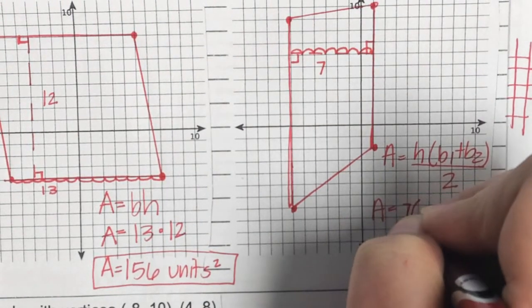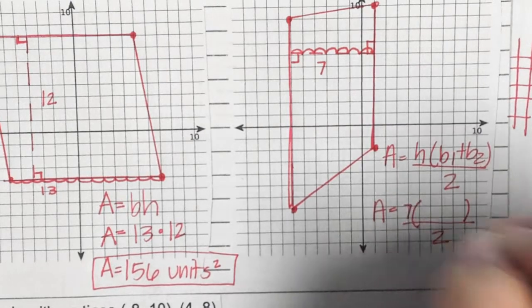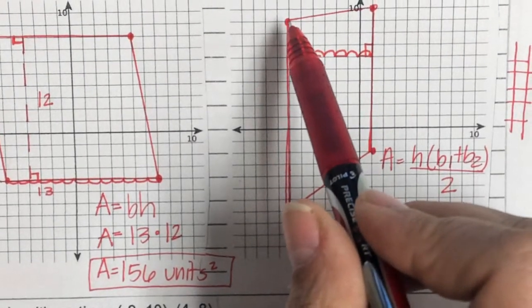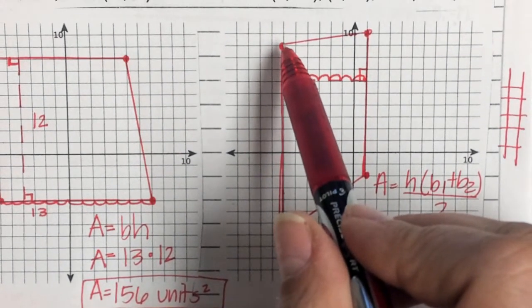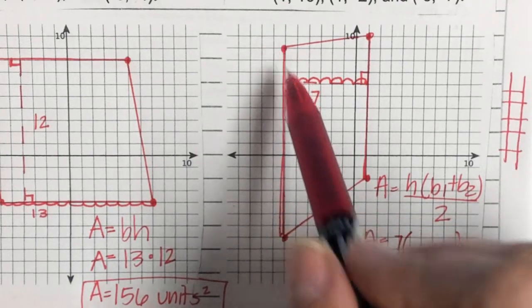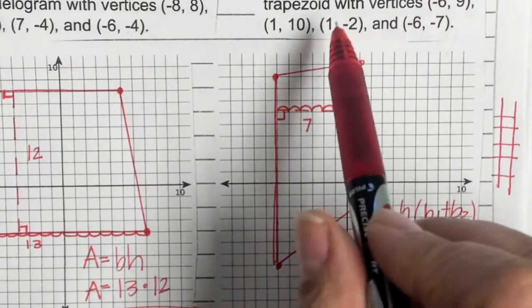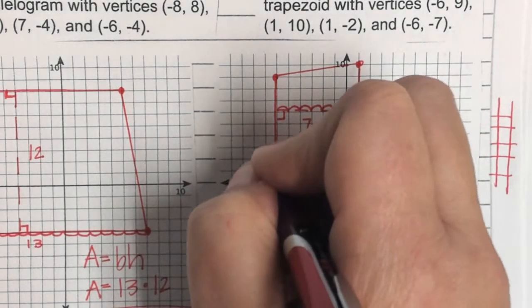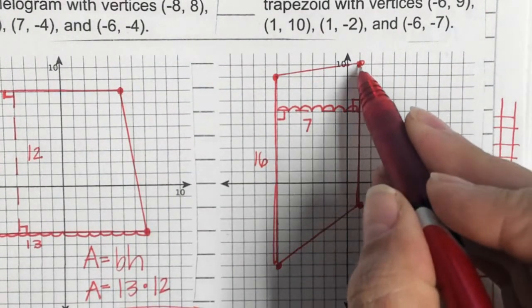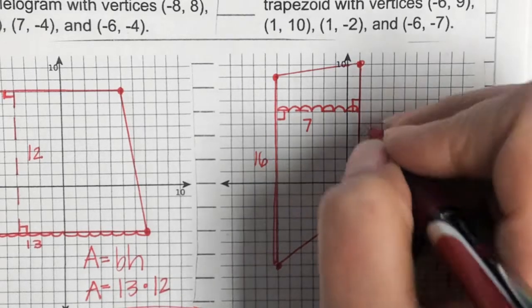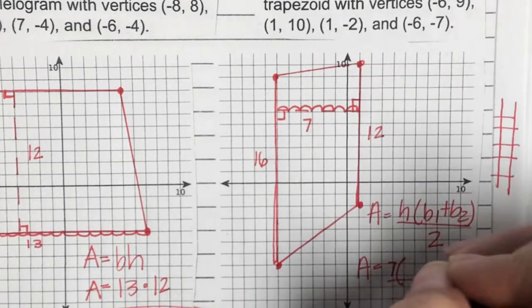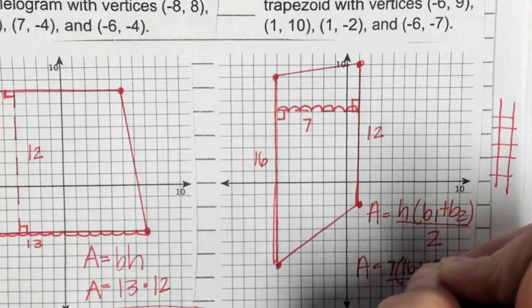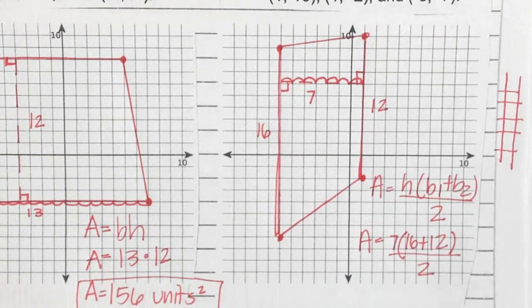So we've got 7 times, so we've got to figure out our bases. If we look at this one came all the way up to, what was it? A 9, right? So we've got 9 and we've got negative 7, so 16? 16. I agree. And then this one was at 10, and this was at -2, so this one would be 12. So 16 plus 12. That is a lot easier than actually having to count them, isn't it?